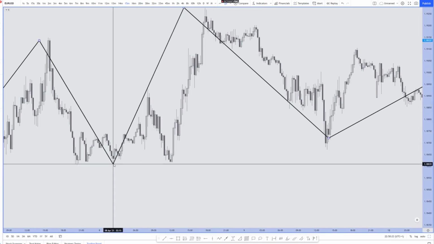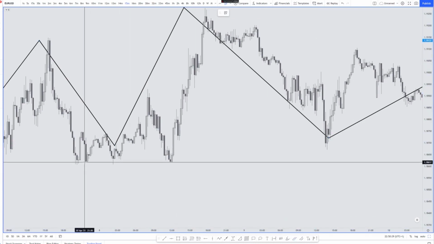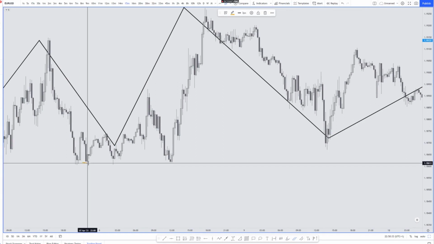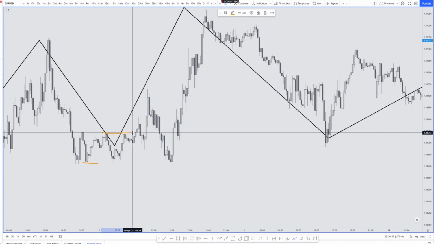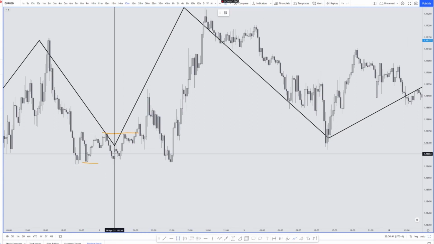So if I just move this up a bit just so we can see, but again, you could see liquidity was taken. You didn't take these lows, but you did take these lows. And then these highs were taken. So in this particular case, they came back to the extreme.